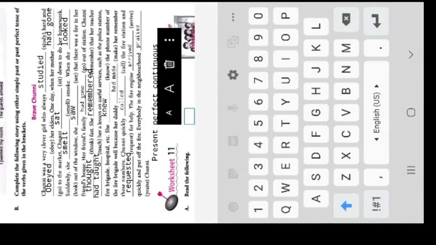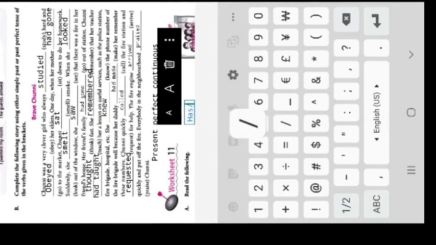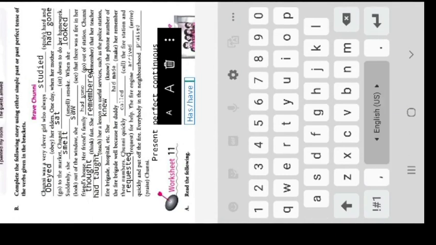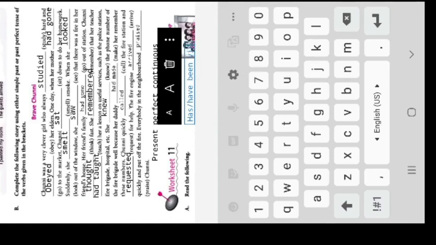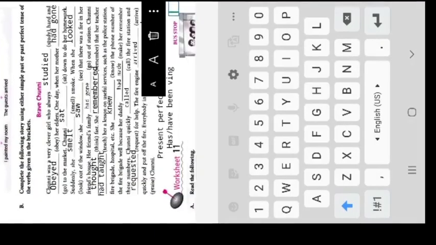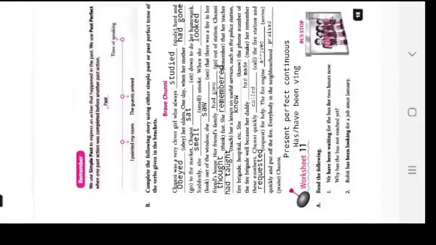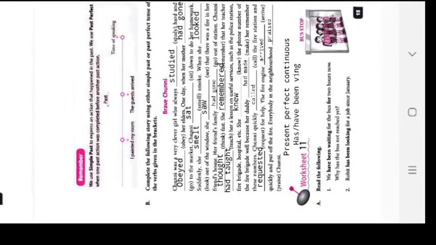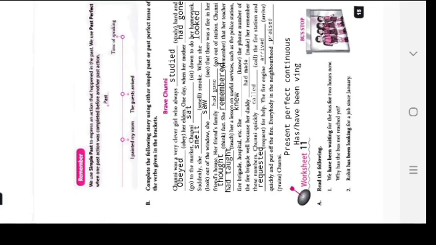So present perfect continuous. What we will write down? Has or have been verb ing. Okay, so this is the formula. Now let's see. It's quite a different thing. As you know, there are 4 present tenses, isn't it? Simple present, then present continuous, present perfect, and now we will learn about present perfect continuous, which means has singular, have plural, been verb ing. And you can understand by these 2 sentences which are given in worksheet 11.